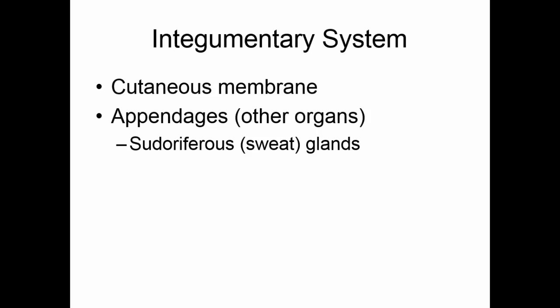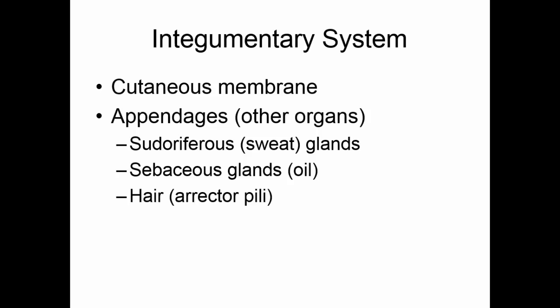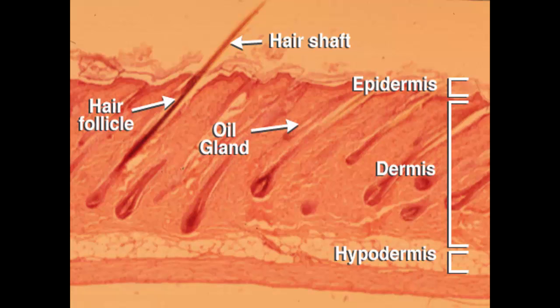We have the sudoriferous or sweat glands. We have the sebaceous glands or the oil glands. We have hair, and associated with the hair follicles is a muscle called the erector pili muscle, and then we have the nails. As we look at this cross section of the skin, we have the epithelial tissue here.